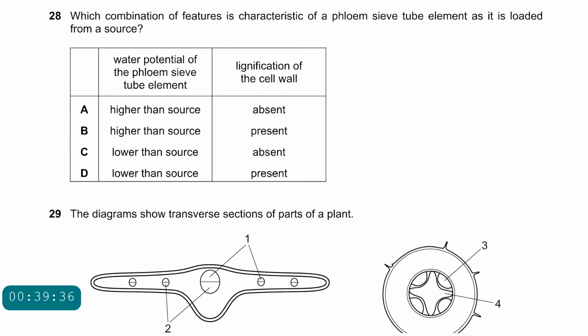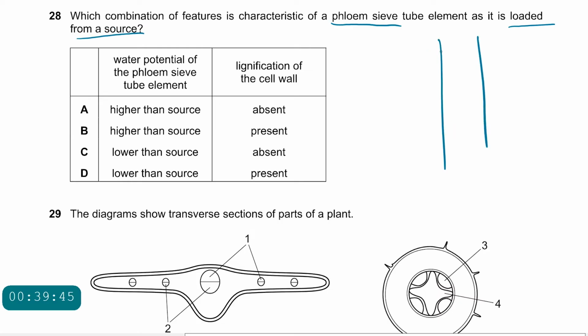Question 28. Which combination of features is characteristic for a phloem sieve tube element as it is loaded from a source? As a phloem sieve tube element is loaded from a source, the water potential definitely decreases because now there are a lot more sucrose solute molecules inside the phloem sieve tube elements at the source. For the lignification of cell walls, definitely phloem sieve tubes are not lignified because they are living cells.